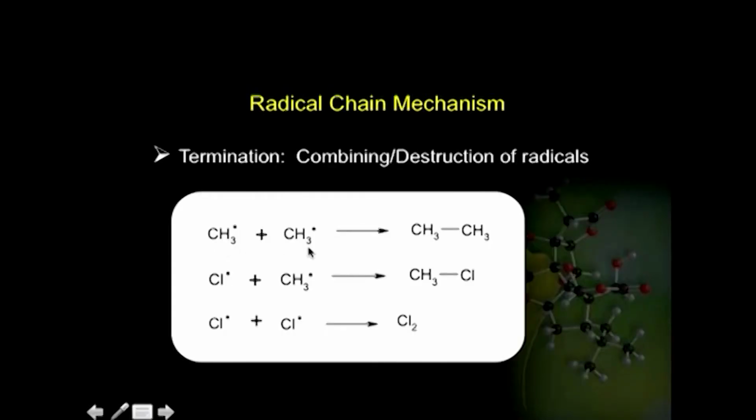The last process of radical chain mechanism is termination, which involves combining or destructing of the radicals. The radicals may combine with each other, which we may call that the radicals are being destructed also. So, 2 methyl radicals which are generated in the propagation step combine to form an ethane molecule, or else the chlorine radical may combine with a methyl radical and form methyl chloride. Similarly, 2 chlorine radicals can also combine with each other and form a chlorine molecule.